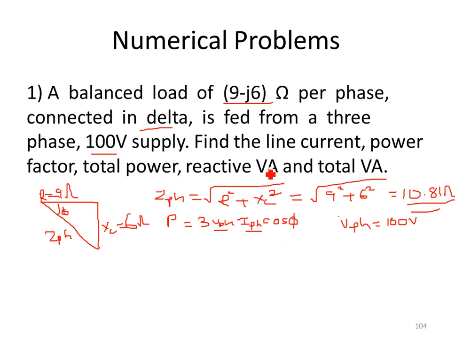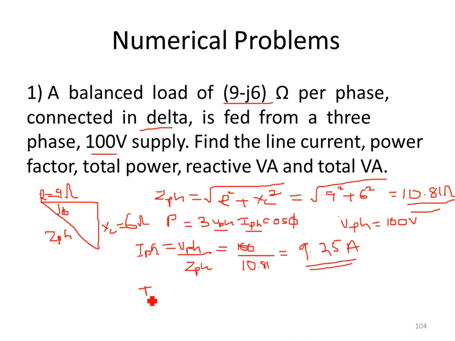Then, how to find the line current? In the case of delta connection, first you find the phase current. Phase current is phase voltage V phase by Z phase. V phase is 100, so 100 by 10.81. Answer is 9.25 amperes. So phase current is 9.25 amperes.